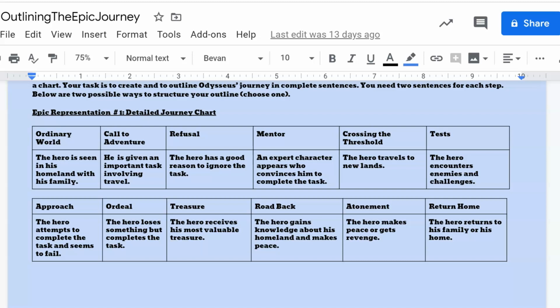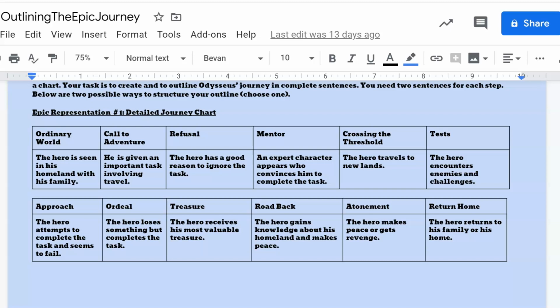For number 9, the hero receives some type of valuable treasure. It doesn't have to be gold per se. It could be something metaphorical like hope or a realization about life. For step number 10, it's the road back. So the road back is where the hero gains knowledge about his homeland and he makes peace with whoever he previously had some conflict with.